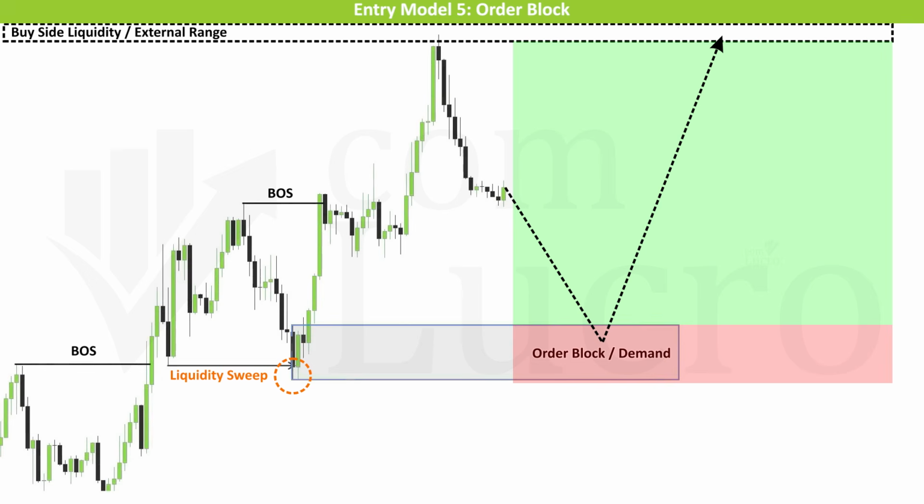Order blocks represent the footprints of smart money, areas where institutions initiate positions, typically at the origin of a strong move. These zones act as decisional areas, where large volumes are placed before a major expansion, which is why price often reacts or reverses when it returns to them.